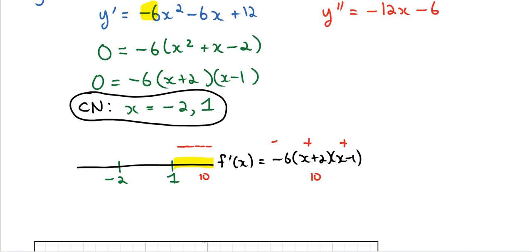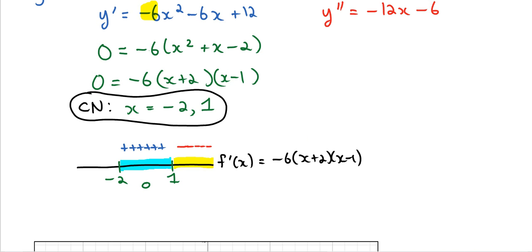Okay. And if I now go ahead and pick a value of maybe 0, and that represents this blue region right here, if I plug 0 into my first derivative, this is going to be positive, that's going to be negative, and this is going to be negative. So a negative and a negative gives me a positive, right? Okay, so let me just delete that now.